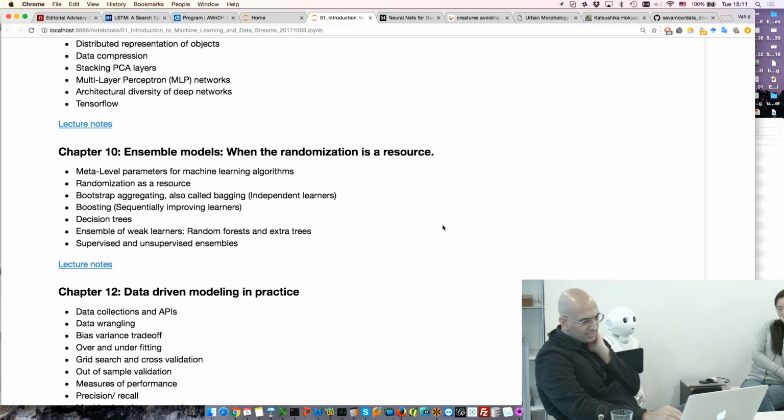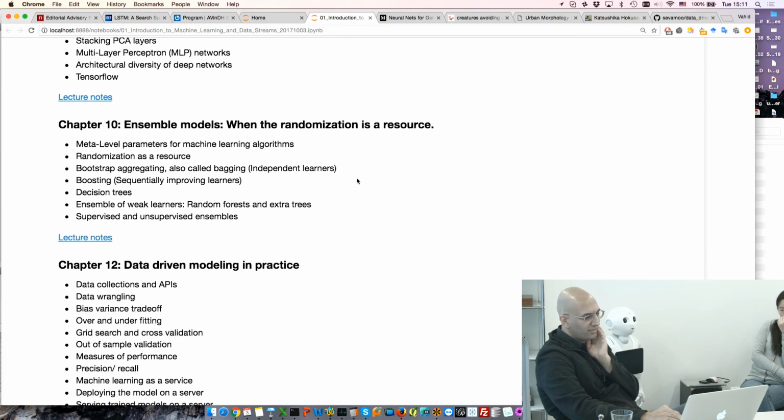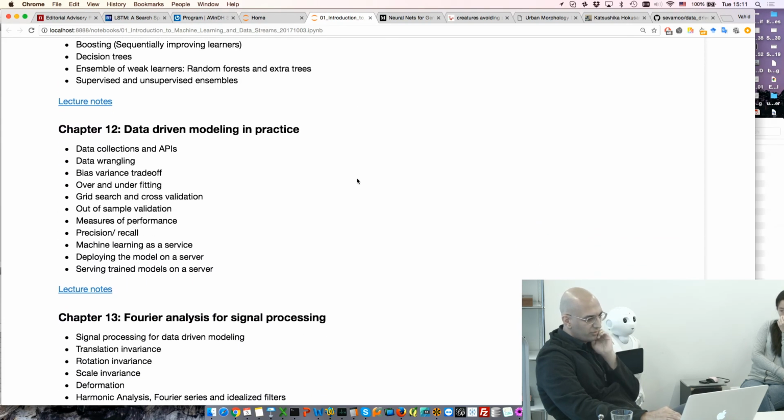So then you have this kind of ensemble models, which is amazing, and most of the competitions are won with these methods, which is to randomize your models, and it works perfectly. It's random forests, for example, or XGBoost, or many of them.